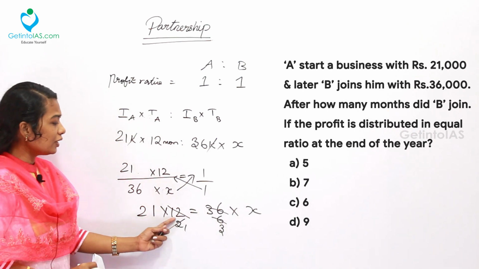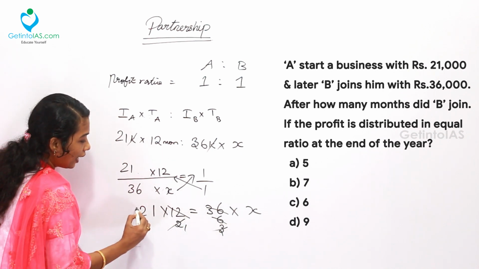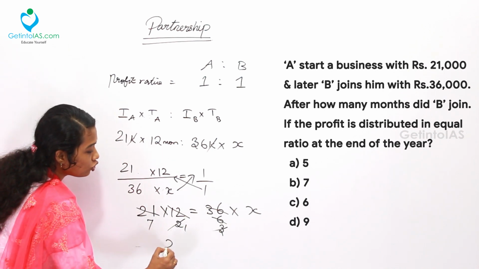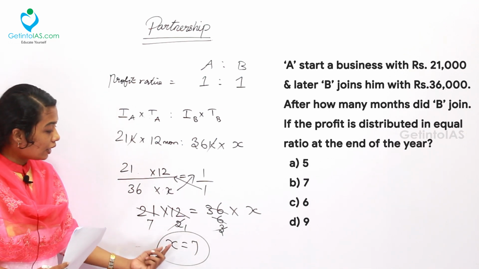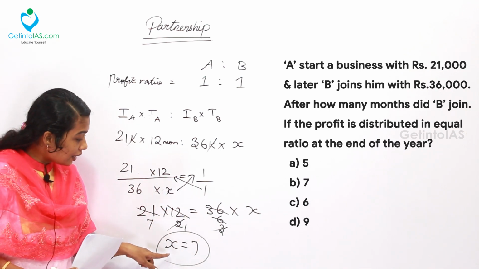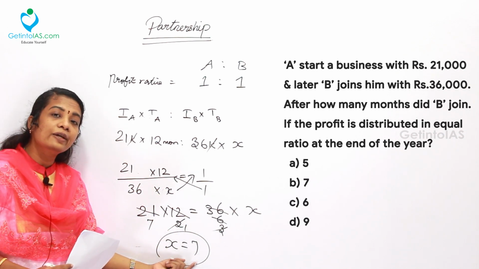Directly you can take 12 into 3, 36. So here finally my answer is 3, and 21 can be cancelled. So x is equal to 7. So the answer for this question is x has been in the business for 7 months.